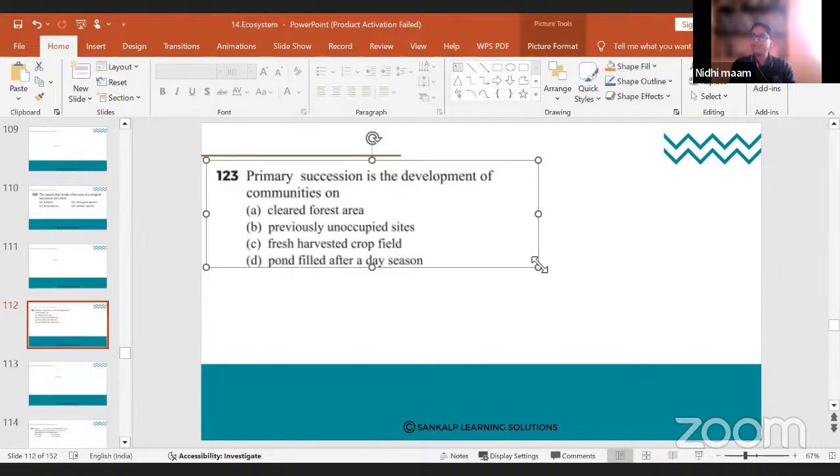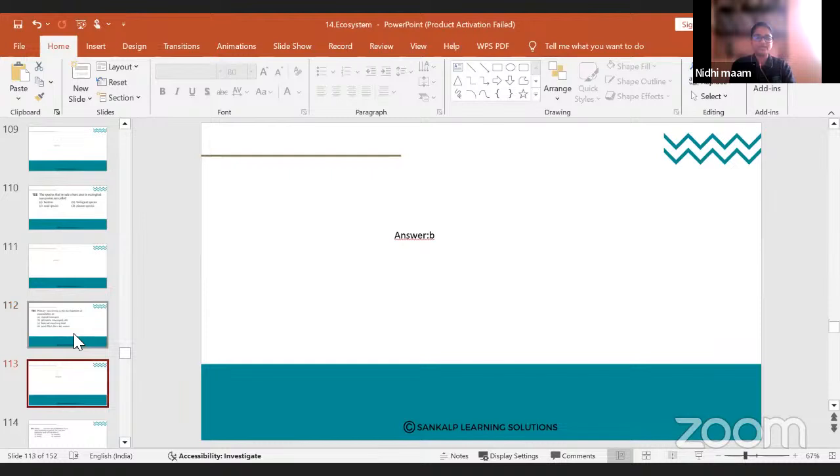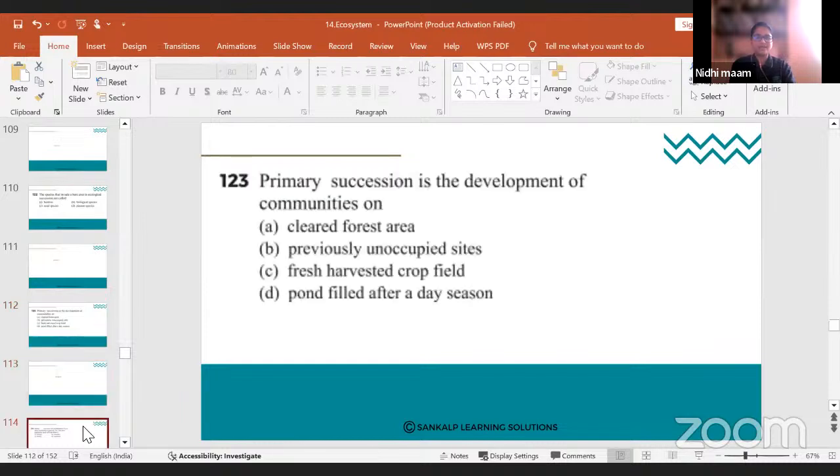Next question. Primary succession. Yes, Krishna, Kadrolli Mahesh is active on YouTube. Primary succession is the development of communities on: cleared forest area, previously unoccupied sites, freshly harvested crop field, or D, pond filled a day after a day season. Pavitra, Ramya, Ranjita, Tasmiya, answer to it. Good. So the right answer is option B, that is previously unoccupied sites.